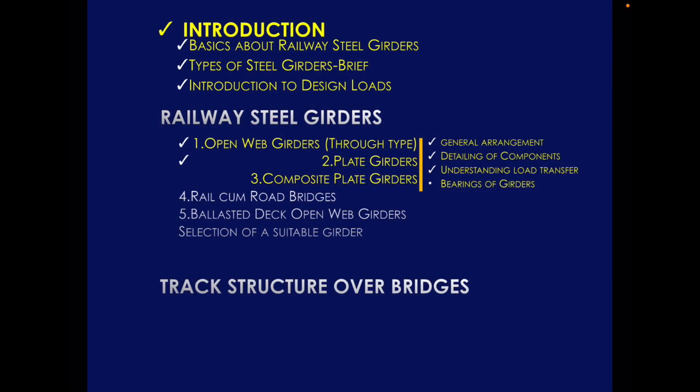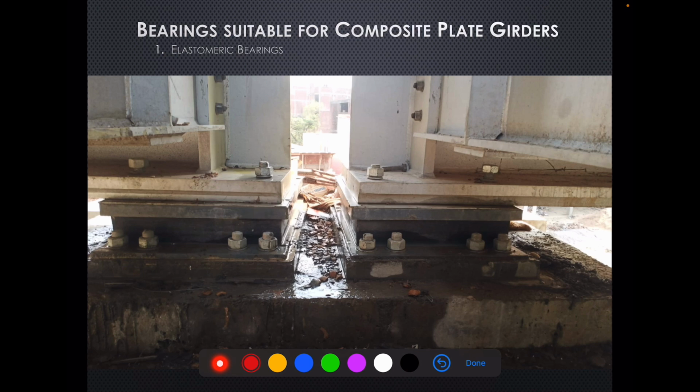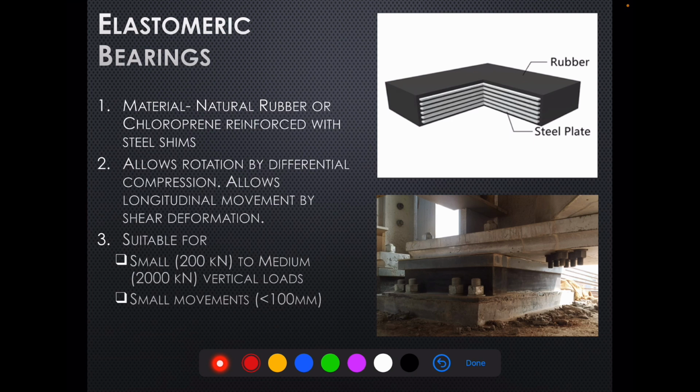So now we are going to study composite steel plate girder bearings. The most suitable bearing for composite plate girders is the elastomeric bearing. This is an elastomeric pad, and we have discussed it in detail in the plate girders portion, but let's discuss again in brief.